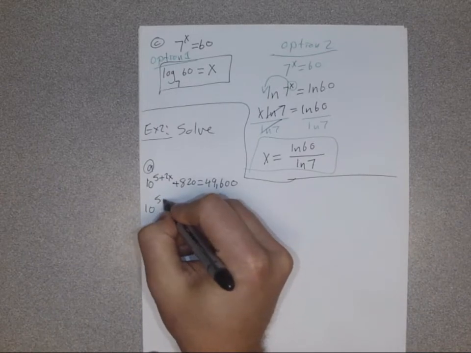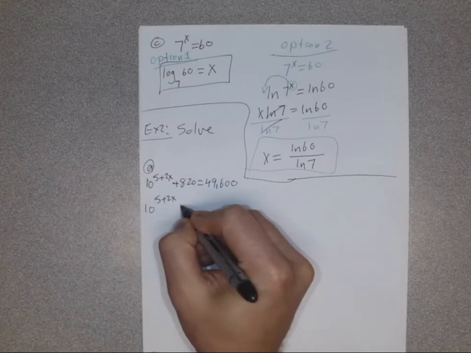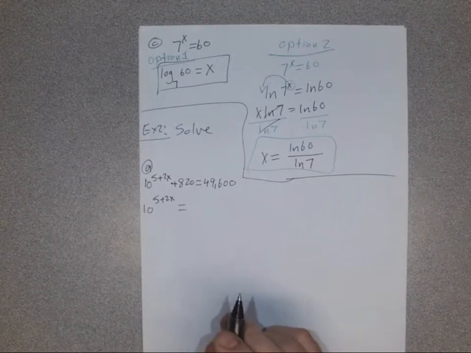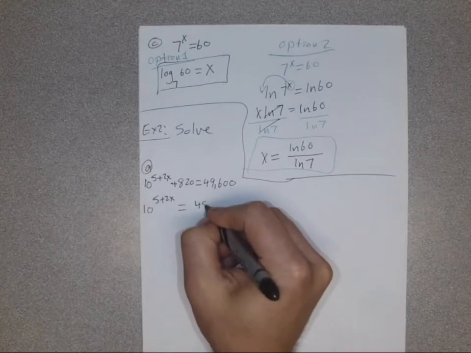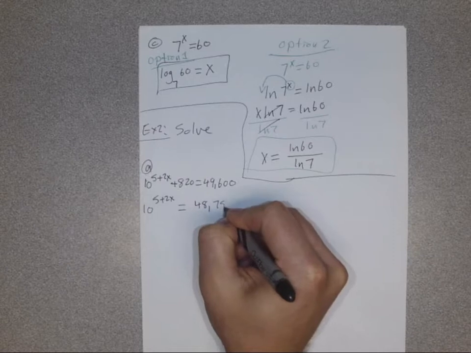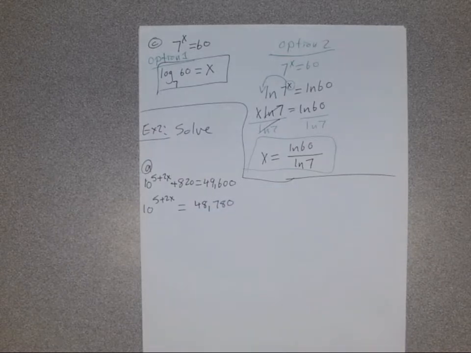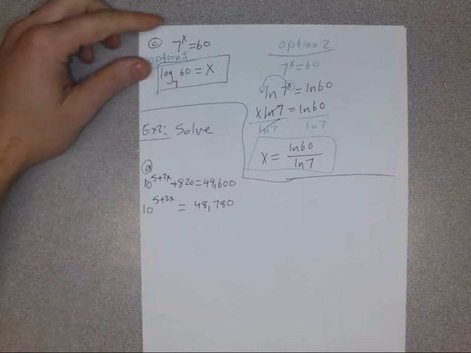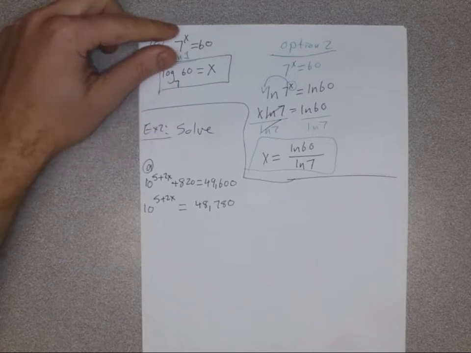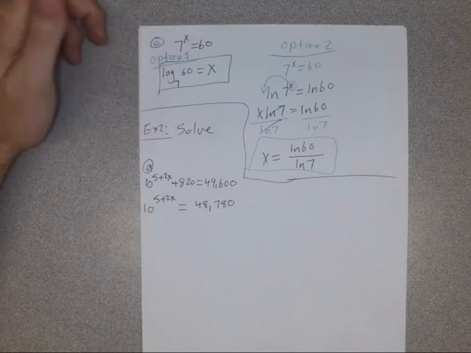So 10 raised to the 5 plus 2x power is equal to, so I'm subtracting 820 from both sides. So I get 48,780. Now, what does this look like? Well, it looks like exponential form. It looks just like this one, except the exponent's a little different. But it's the same form.